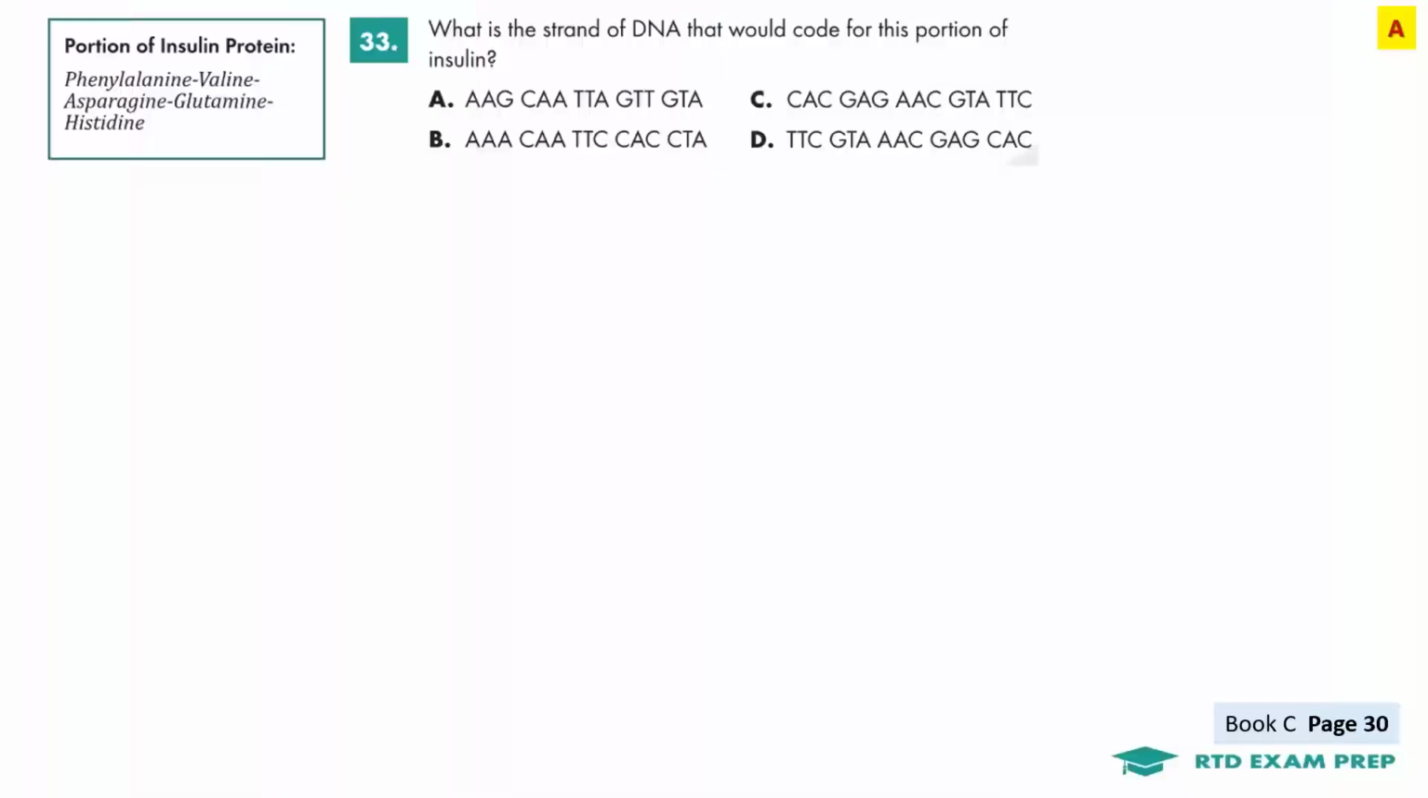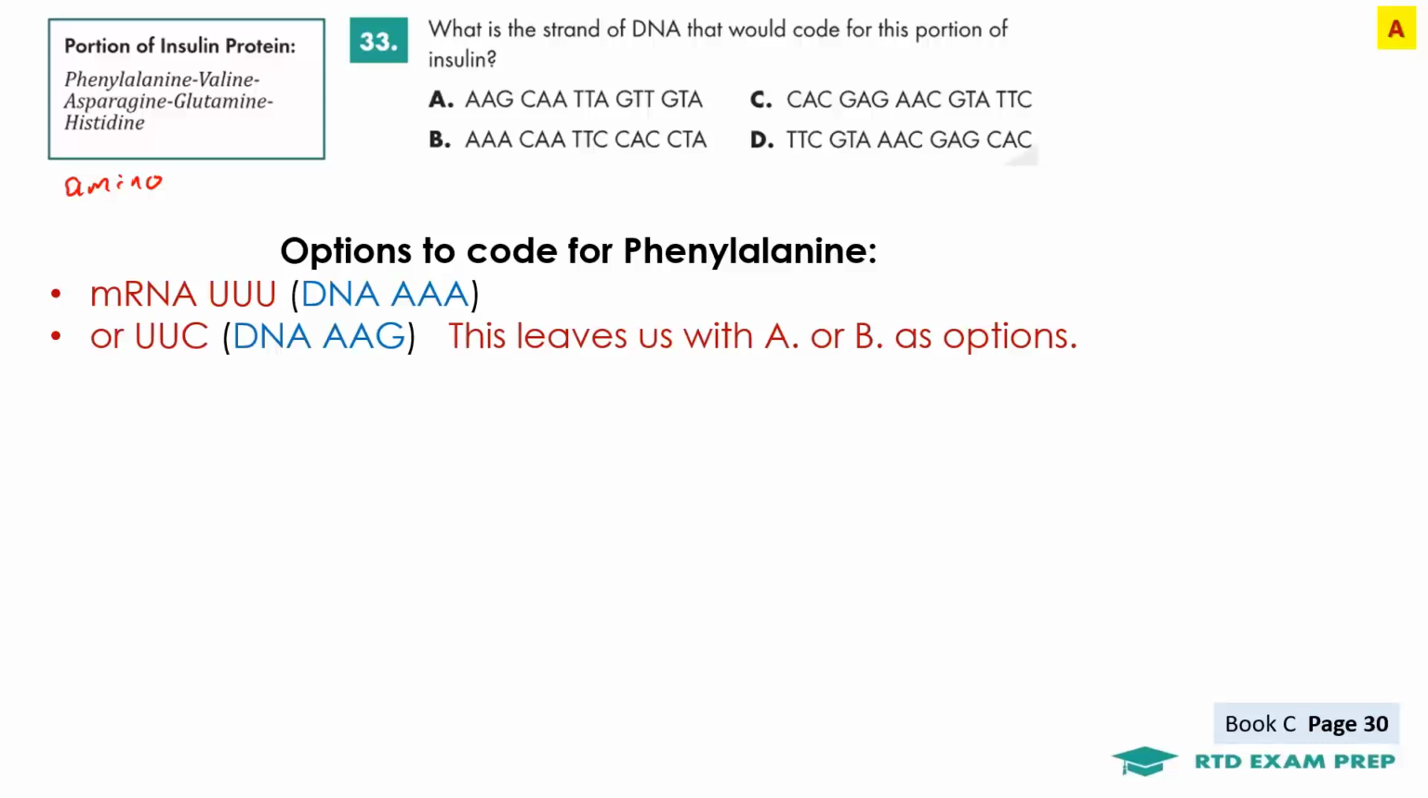Question 33. What is the strand of DNA that would code for this portion of insulin? So they've given it to us at the amino acid level. So we're going to have to do a couple of things here. First, we need to go to our data chart and find phenylalanine. When you go to phenylalanine, you're going to see that it comes up as either UUU or UUC. Therefore, when I convert it to DNA, U to A, U to A, U to A, and then AAG as my second possibility. So immediately, we can remove C and D.